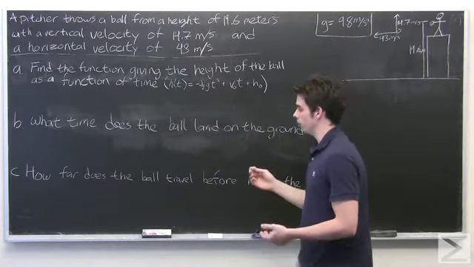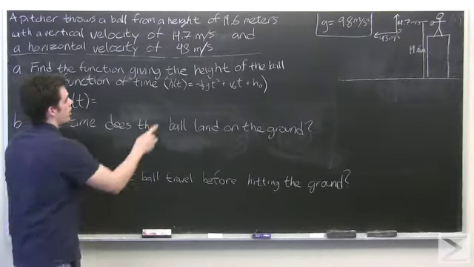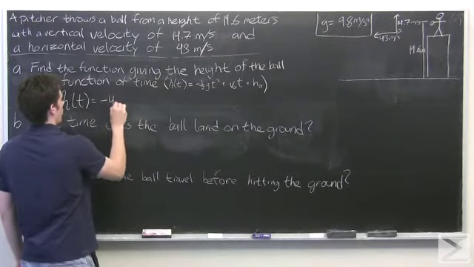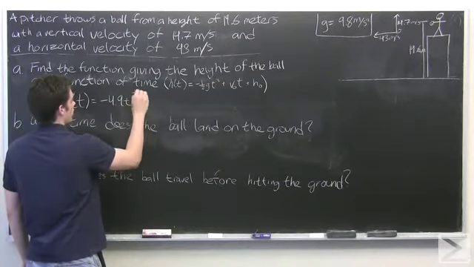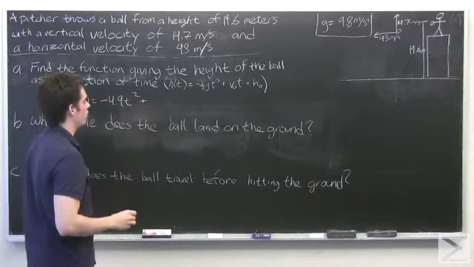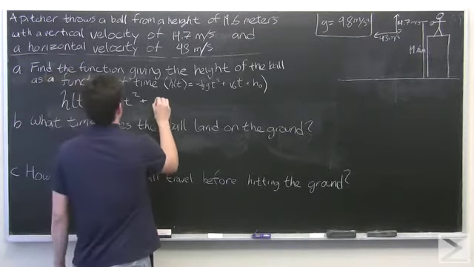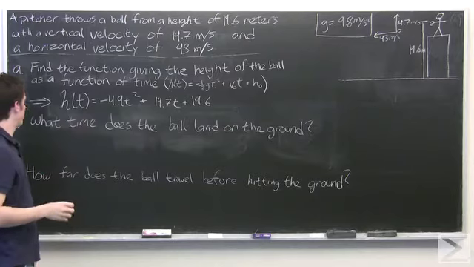So h of t equals negative 1/2 times 9.8, which gives us negative 4.9 t squared, plus v0, or the initial vertical velocity, which as we know is 14.7 meters per second, plus our initial height, which is 19.6 meters. So there is our function giving the height as a function of time.